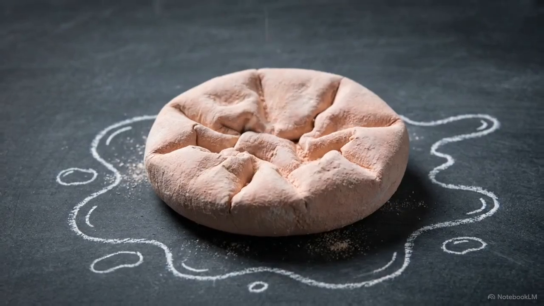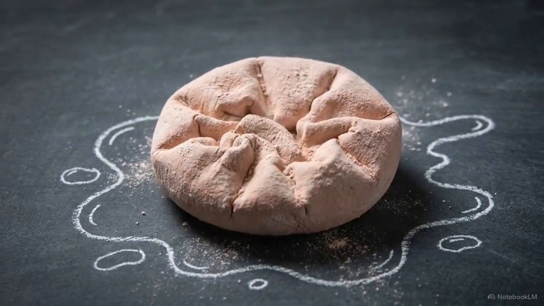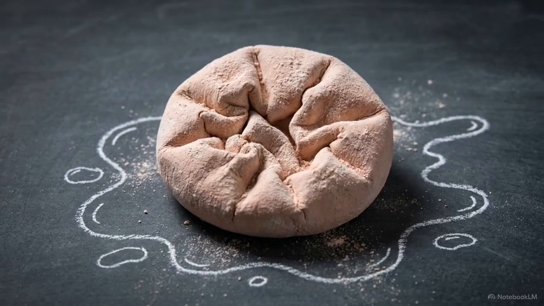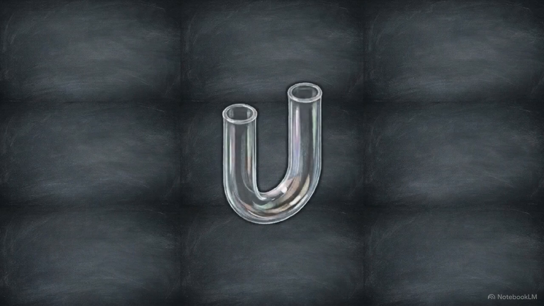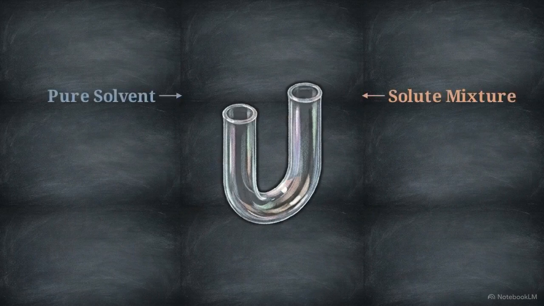If you place a biological cell into a highly concentrated, high-salt environment, it quickly shrivels and shrinks. To understand the physical mechanics behind this biological process, we must isolate the core variables. This apparatus provides a clean look at the system. On the left, pure solvent. On the right, a solute mixture. At the bottom, a physical barrier. This barrier is a semipermeable membrane.